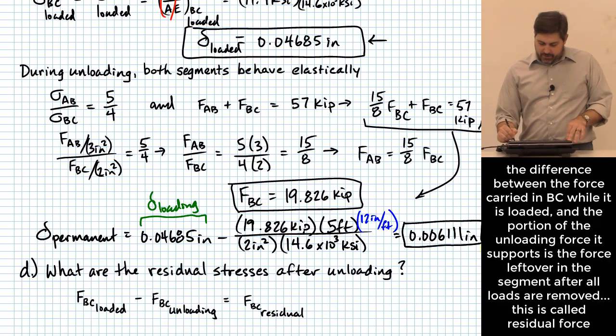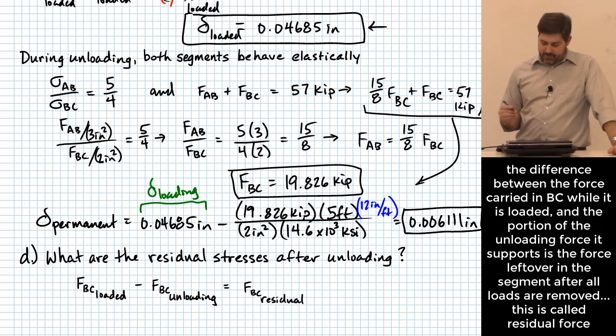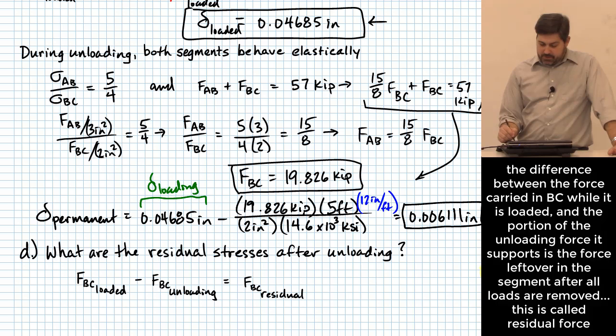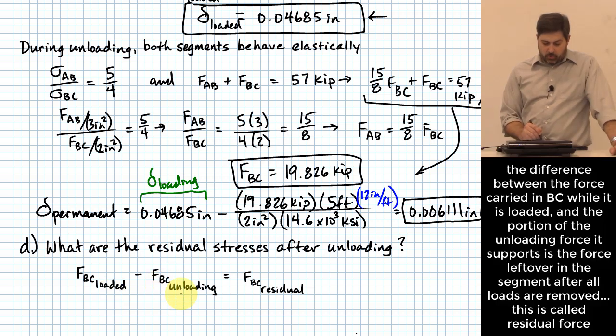Okay, now the last part. What are the residual stresses after unloading? Okay, believe it or not, this one is not really that hard, because what we have to do is say, how much force did we have in rod BC when it was loaded, minus how much force did rod BC carry when we unloaded it. The difference between those two is how much force is carried in the rod at the end of the whole process. Does that make sense? However much load it carried while it was loaded, minus however much force it carries in the process of unloading it. The difference between those is its final force that it's carrying.